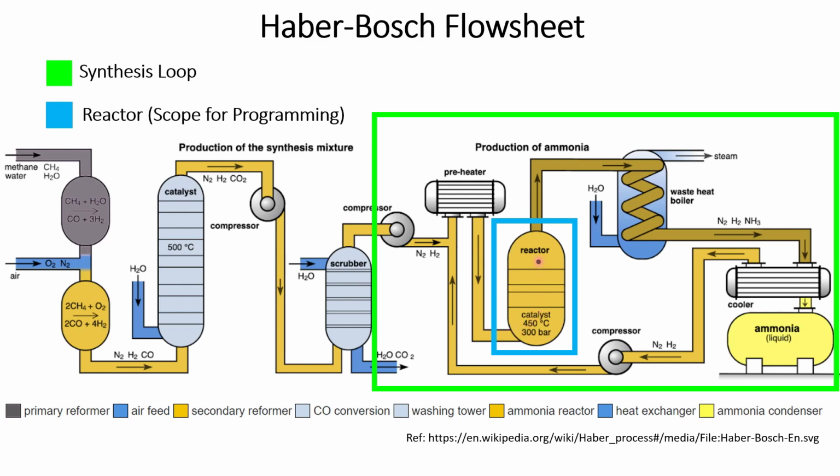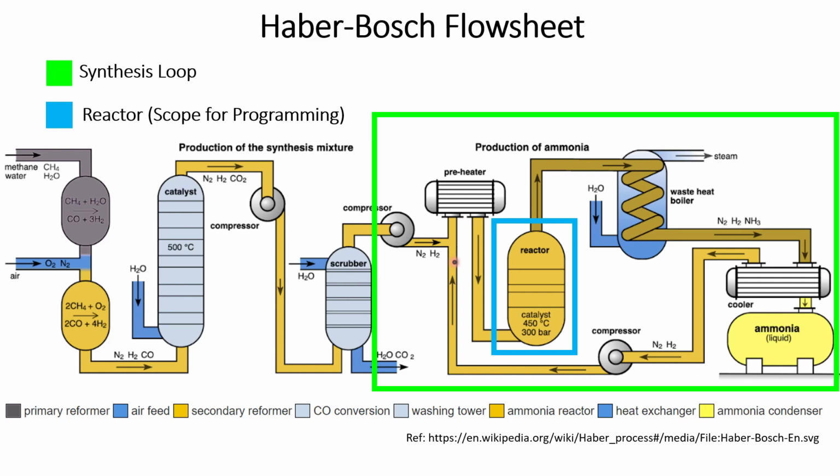And how does the synthesis loop come into play? Not all the nitrogen and hydrogen react on the first pass. So the unreacted gases along with the produced ammonia are cooled down, and the ammonia is separated out as a liquid. The remaining gases are recirculated back into the reactor. This recirculation or loop allows us to maximize the yield of ammonia by ensuring as much conversion as possible. So the synthesis loop is an essential part of the efficiency of this whole process.